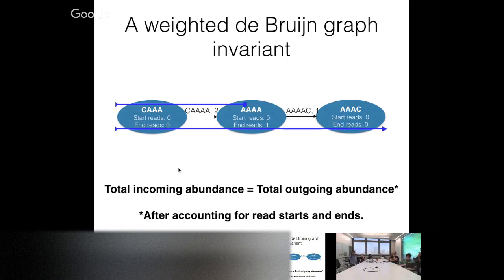So this node appears at the end of a read once, so you can use that information to actually enforce the invariant. If a node is at the start of one read and at the end of another, so it's 1, 1, you can get away with skipping that, right? Because it doesn't violate the invariant.